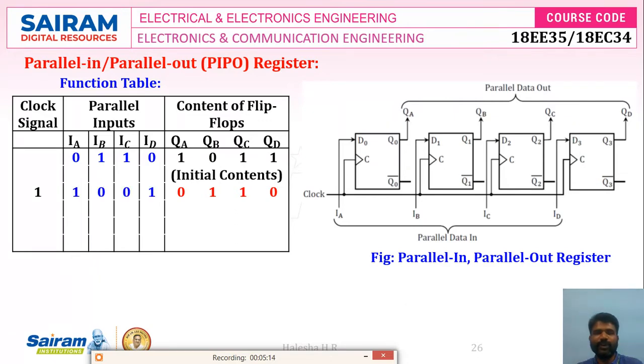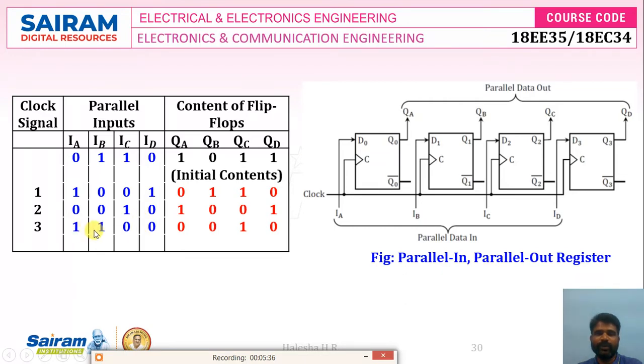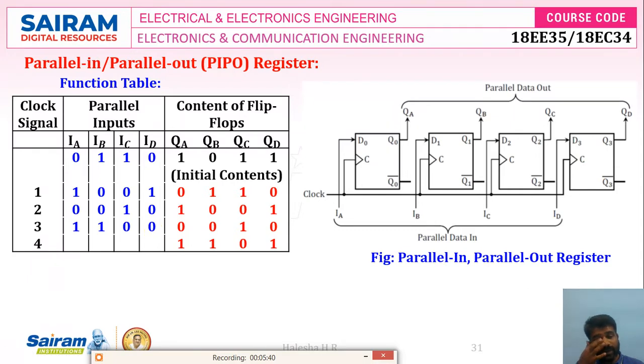Suppose you want to store 1001: when the second pulse occurs, these 4 bits are loaded into the flip-flops and they are available on the outputs. Next, if we need to load 0010, that will be loaded here. Again, if you want to store 1100, that will be loaded here. That means whatever data we need to load, we set on the parallel inputs. Once the clock pulse occurs, the whole data will be loaded. As I said, this is a parallel data transfer. We require a number of lines equal to the number of data bits to be transferred. So this is about the parallel in parallel out shift register. Only one pulse is required.